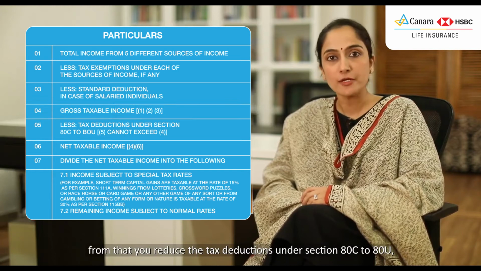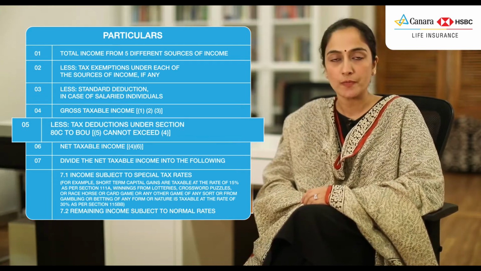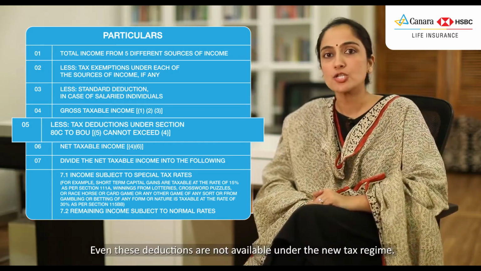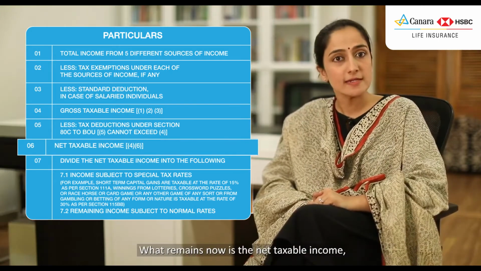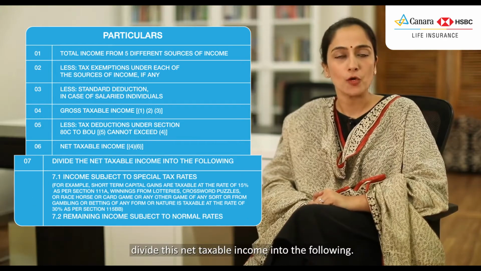From that, you reduce the tax deductions under section 80C to 80U, which cannot exceed the total above. Even these deductions are not available under the new tax regime. What remains now is the net taxable income. Divide this net taxable income into the following.